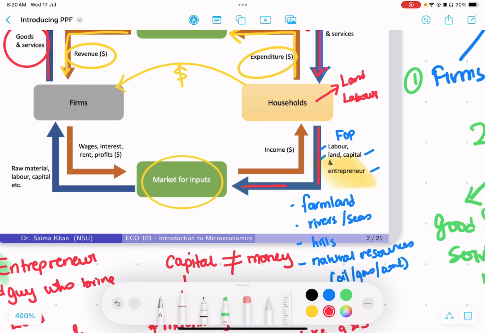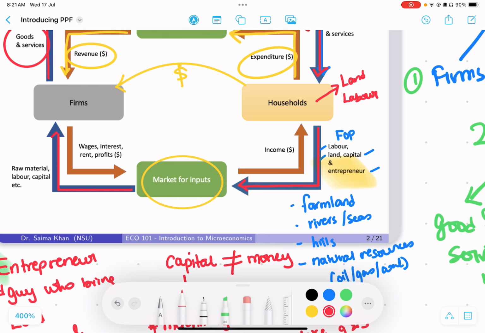They take this to the input market, and they're like, hey, I'm ready to work. Is there anybody who wants to hire me, right? Or they can be like, hey, I've got this piece of land. Is there anybody who would like to rent it, maybe open a shop here or something? So they've got the factors of production, but it doesn't have much value if you just sit around holding on to it. You have to go and exchange it in the market, right? So they take it to the market for inputs.